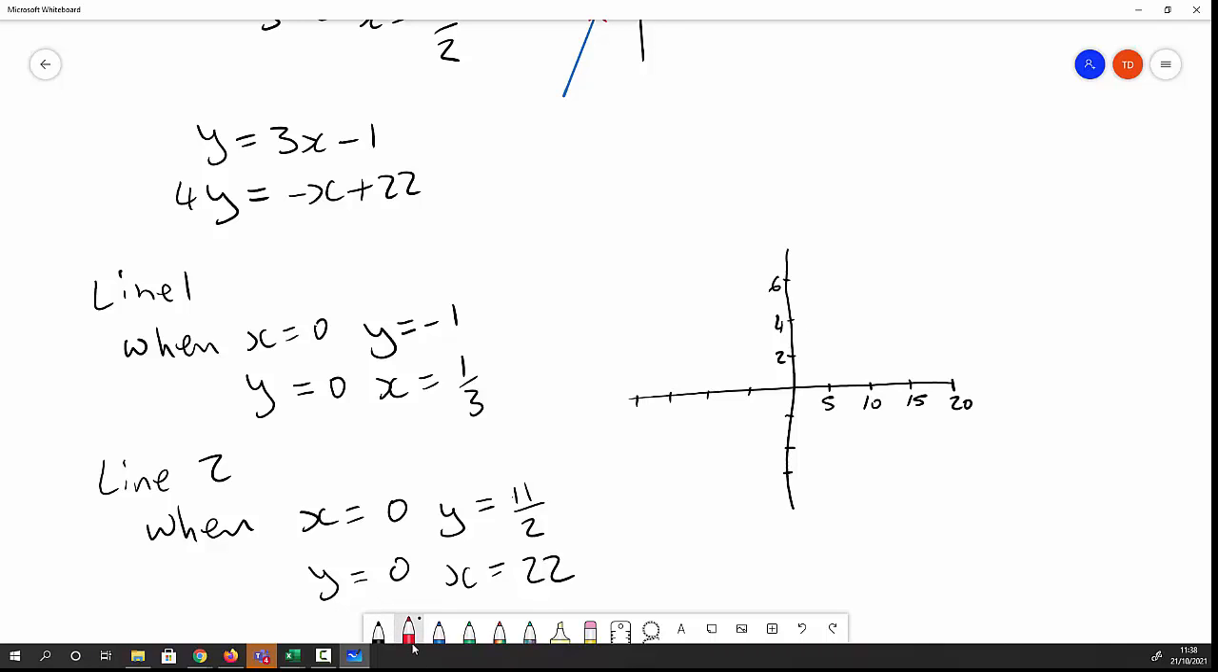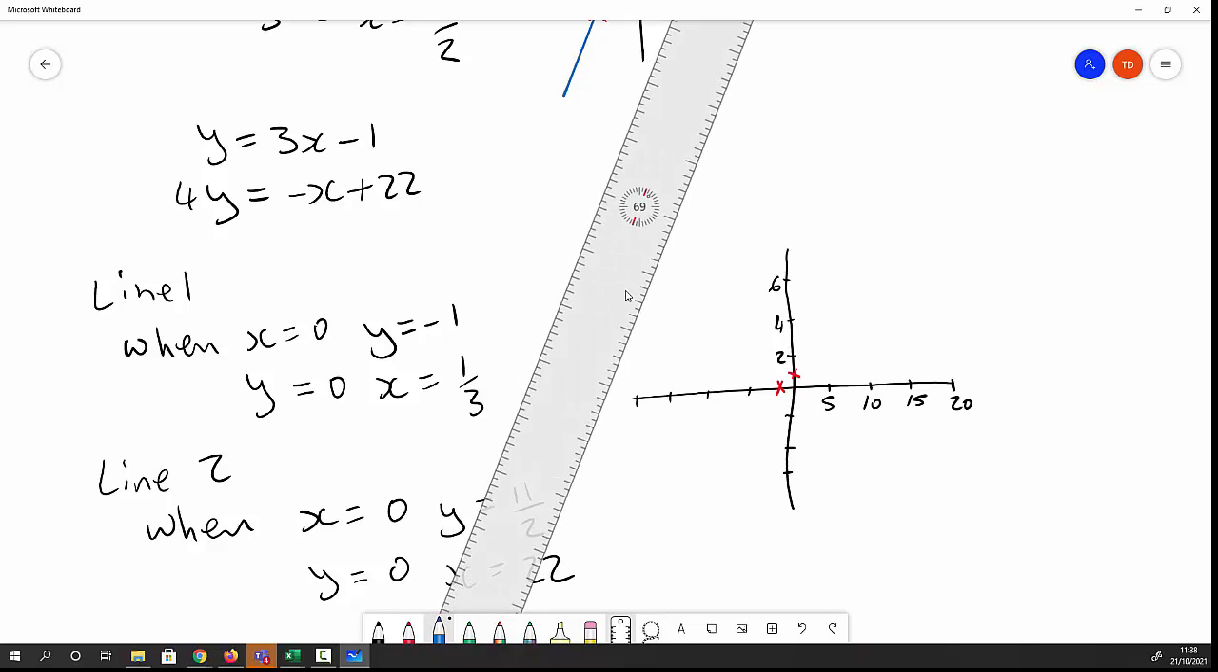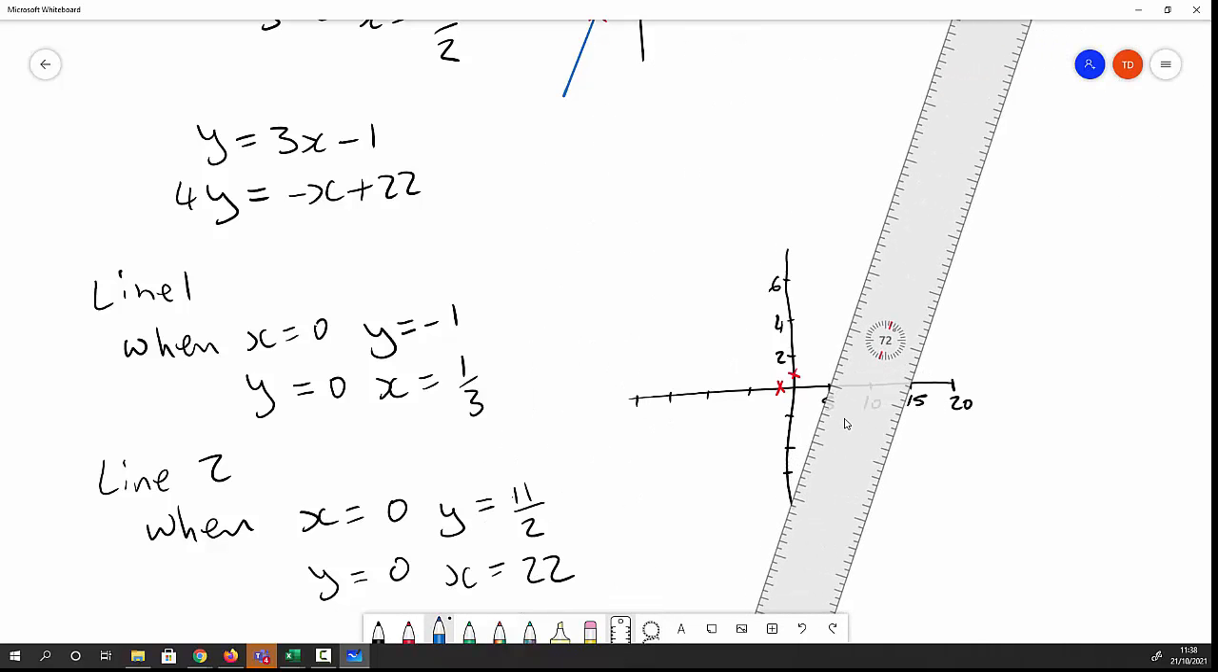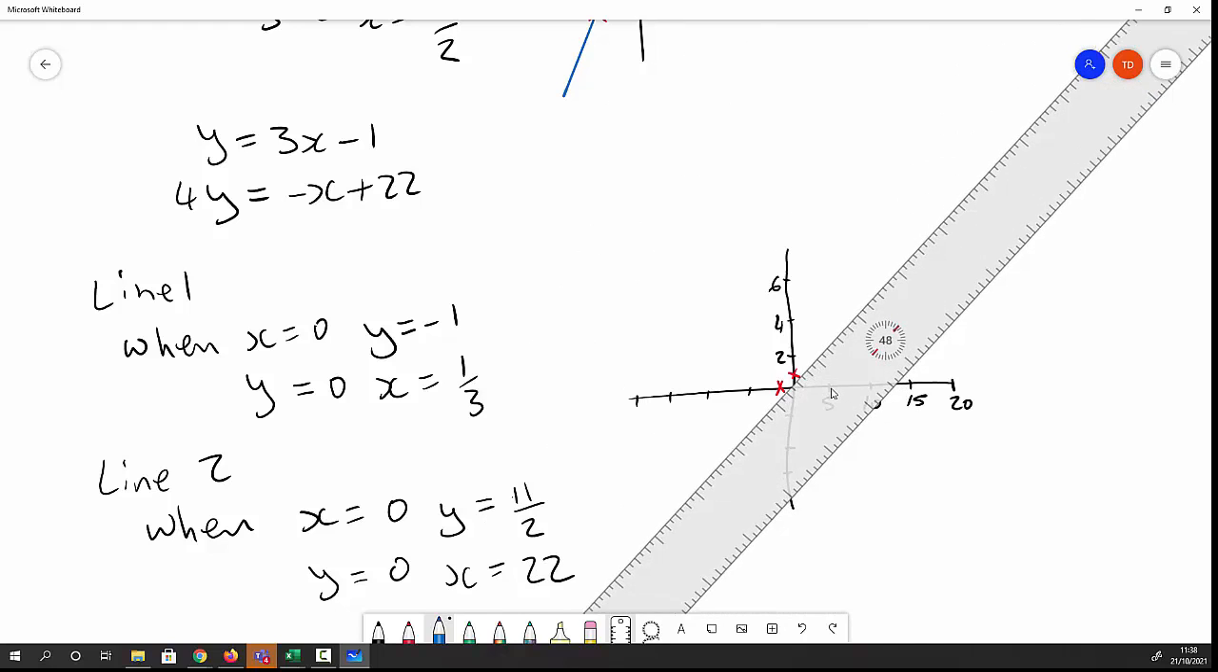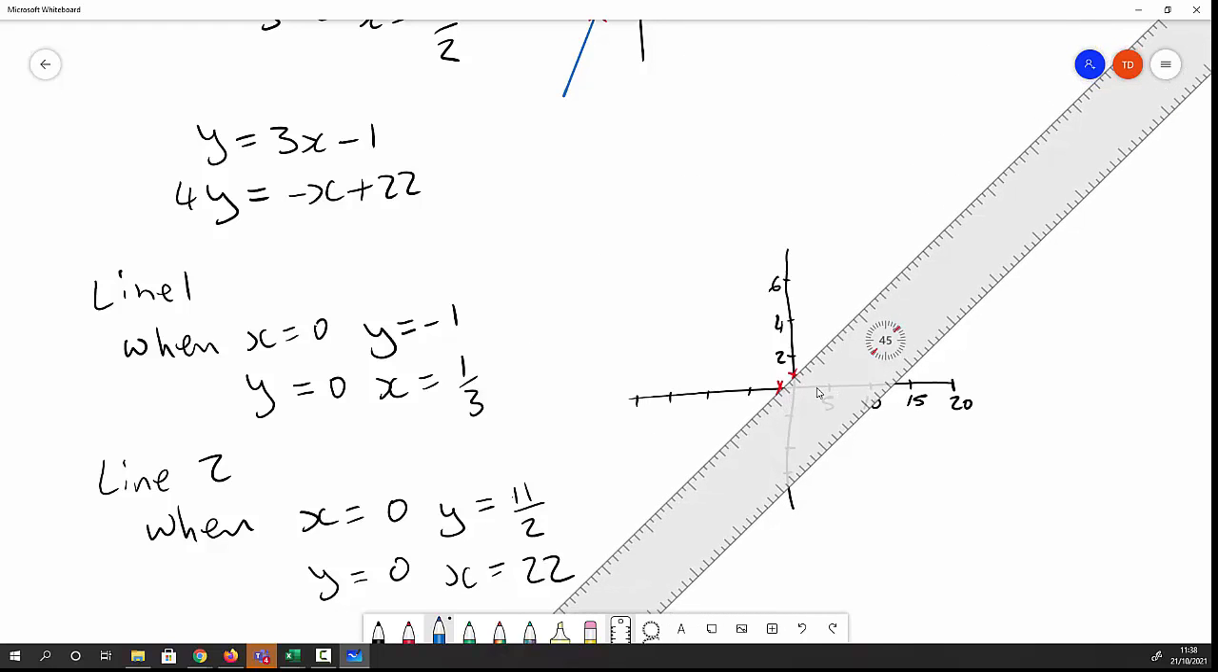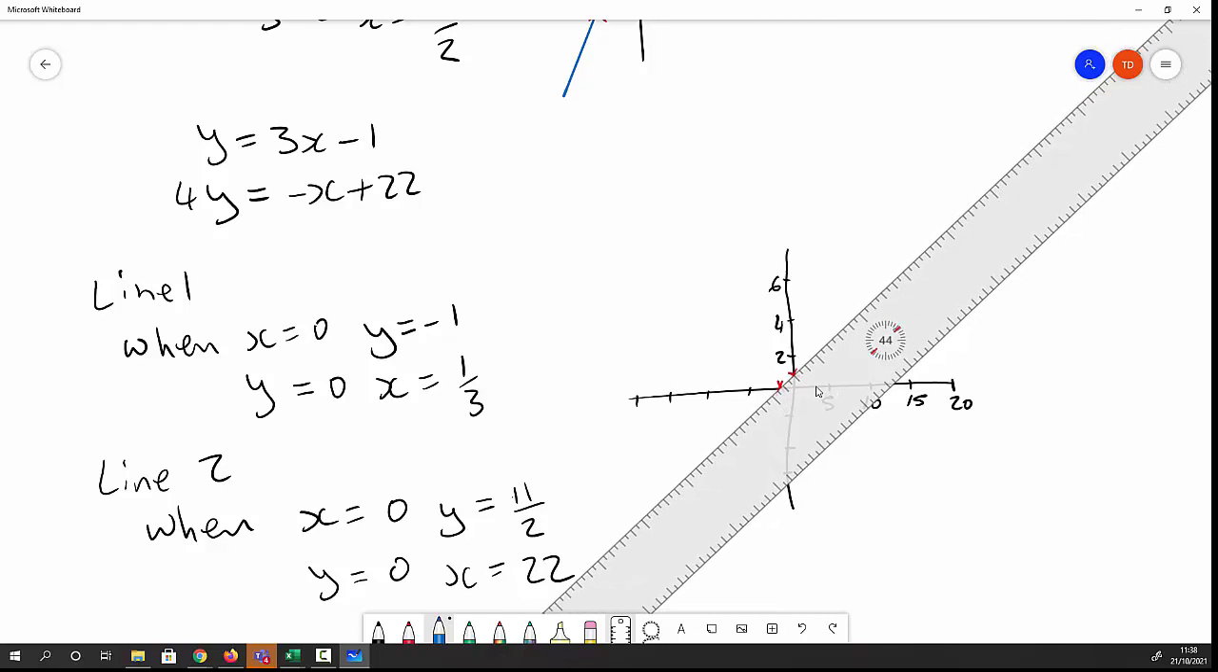Okay, so let's put those on. When x is 0, y is equal to minus 1. So that's going to be about there then, isn't it? And when y is 0, x is equal to a third. So that's going to be about there. So let's put that line on there. Right, and I'll put that line in.